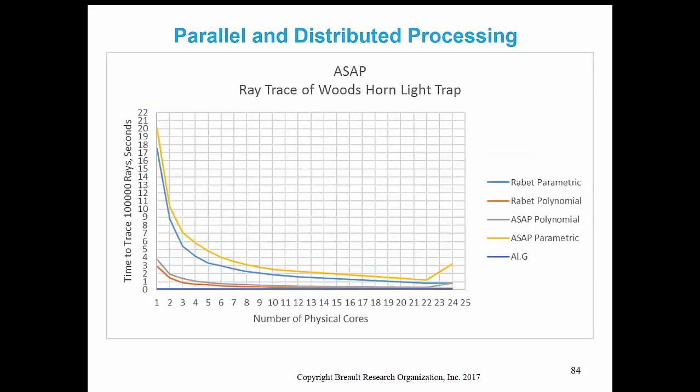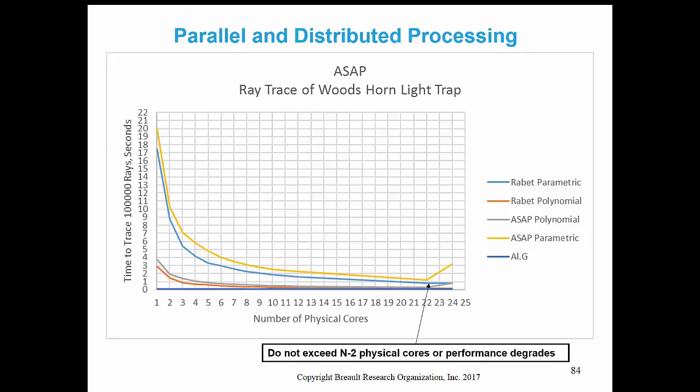Here are the results. As you can see, the speed basically scales with cores and Remote. In the initial ray trace, which started off at about 20 seconds, as you add another core, it cuts that just about in half. And then as you add each core, it basically cuts in half the previous amount of time. You do not want to exceed n-2 physical cores or your performance will degrade. What happens here is that ASAP begins doubling up on existing cores and you're effectively running multiple copies of ASAP on the same core.